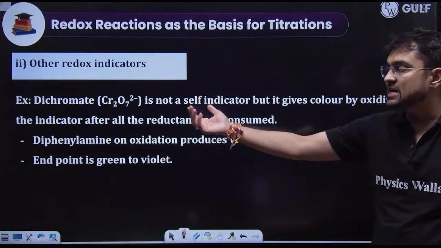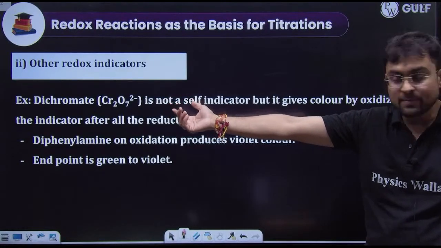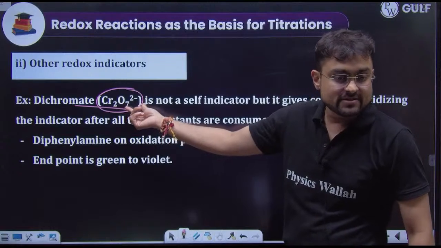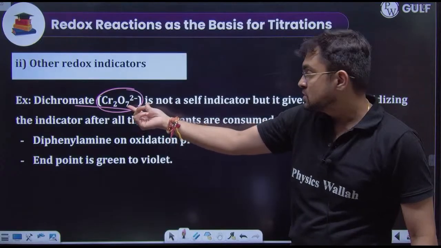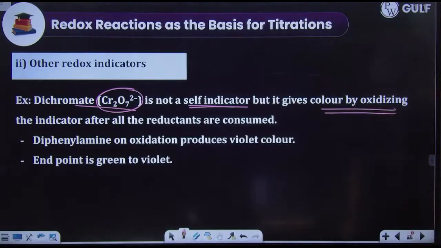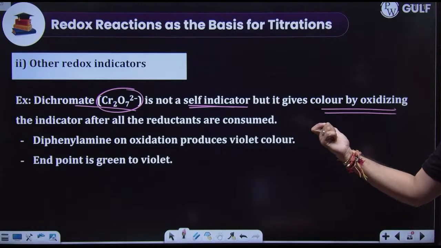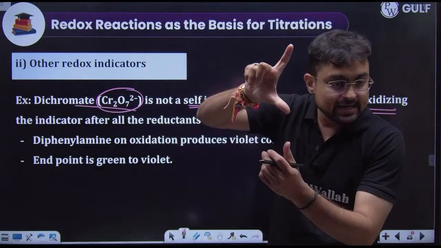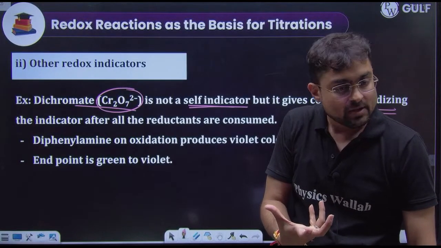Now guys, as you all know, these redox indicators, sometimes we can also use them as reactants also. That's not the point. See, the dichromate ion Cr2O7 2-, we have seen this reacting with Fe2+ in some of the reactions right now. So this is also a compound which is not actually a self indicator, but it gives color by oxidizing the indicator after all the reductants are consumed. Which means what will happen? Now we will take this dichromate ion in the titration flask, and the quantity of Fe2+ in the conical flask is limited.